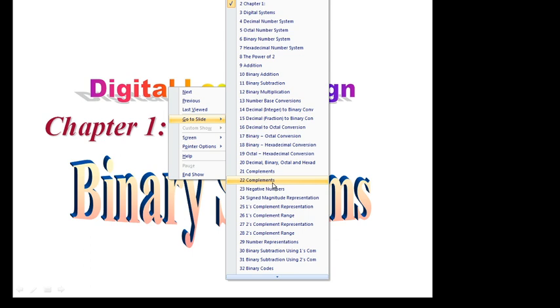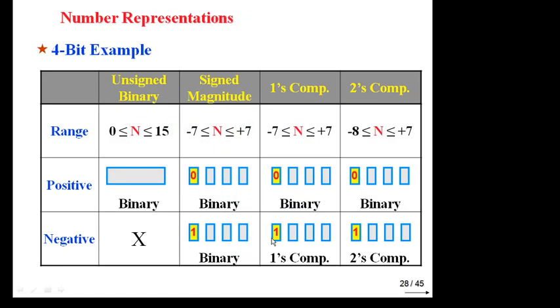These three methods are sign magnitude, 1's complement and 2's complement method. This is your conclusion. In case of unsigned number, suppose I talk in terms of 4-bit, the range will be from 0 to 15. In case of sign magnitude, the range will be -7 to +7. In case of 1's complement method, -7 to +7. In case of 2's complement method, -8 to +7.